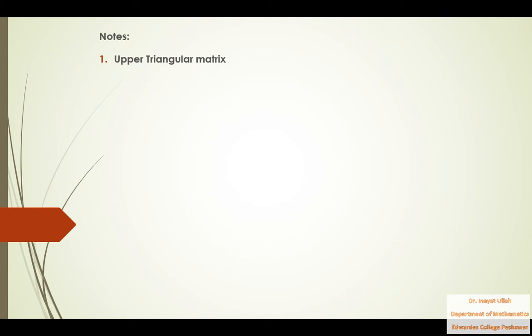Dear students, in this lecture we will study upper and lower triangular matrices and use them to solve systems of equations. The first one is the upper triangular matrix. If all elements below the main diagonal of a square matrix are 0, that is called an upper triangular matrix.